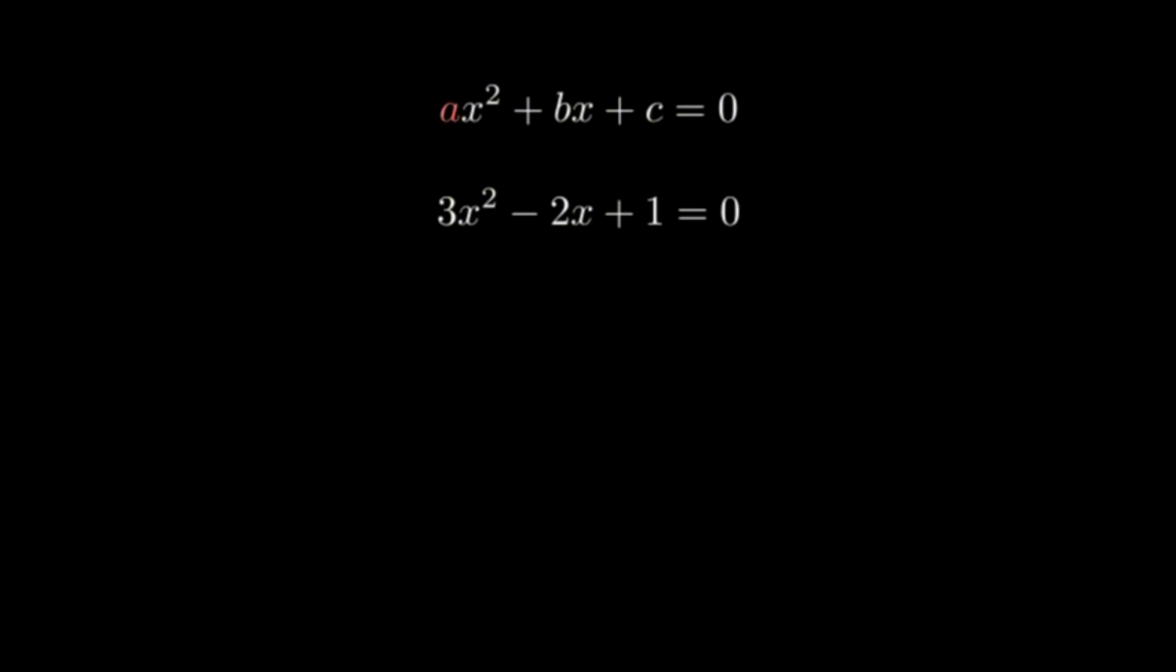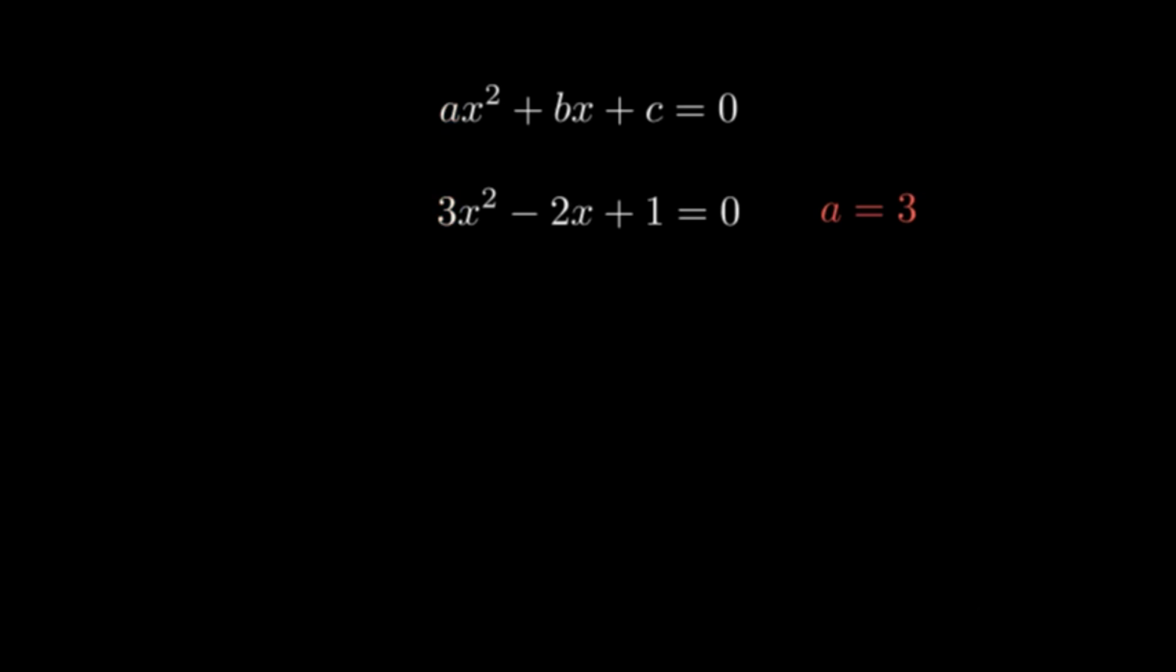This is the number that multiplies the squared term, representing the steepness of the parabola when graphed. Looking at our equation, we can see that the coefficient of x squared is 3, so in this case a equals 3. The positive value tells us that the parabola opens upward. Now that we've identified a, let's move on to finding the value of b in our equation.